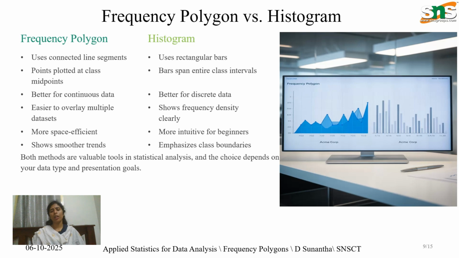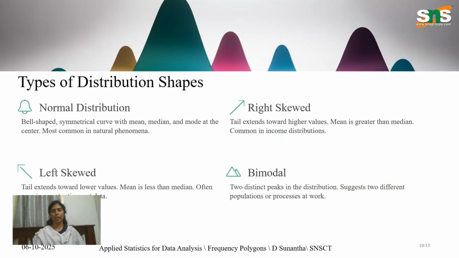It is better for discrete data and shows frequency density clearly. This is more intuitive for beginners and emphasizes class boundaries. So both methods are valuable tools in statistical analysis, and the choice depends on the needs of the data to be represented.